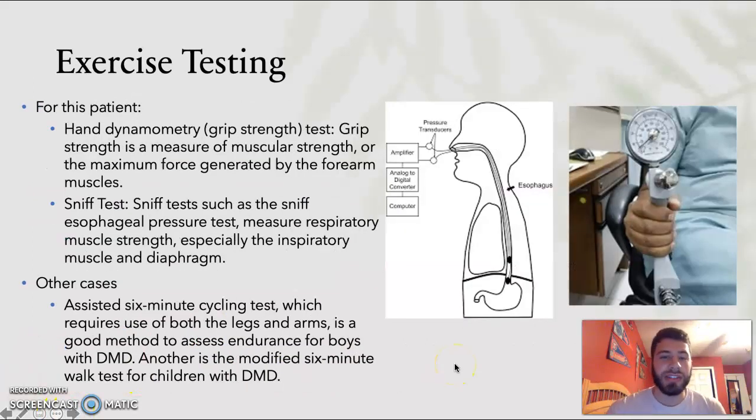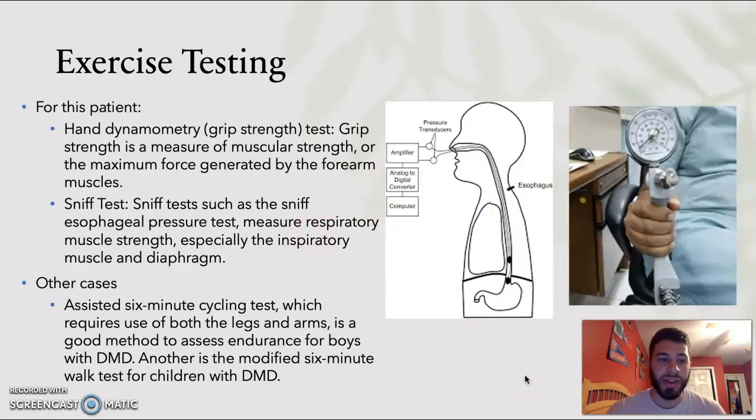Okay, so exercise testing for this patient, we wanted to do the grip strength test. The grip strength test is a measure of muscular strength, or maximum force that can be generated by the forearm muscles. The next test we wanted to do was the sniff test. The sniff test tests your esophageal pressure and measures respiratory muscle strength, especially the inspiratory muscles and diaphragm. If you look to the right of these two images, the first image shows the sniff test and how it's used, and the second shows the grip strength test.